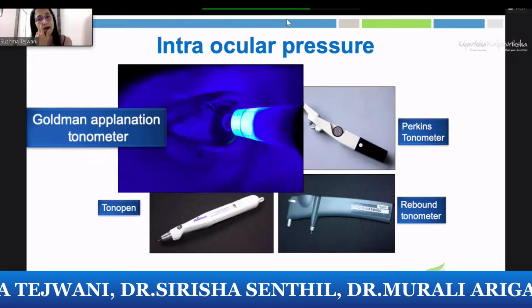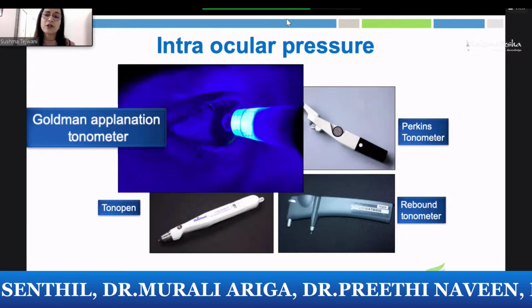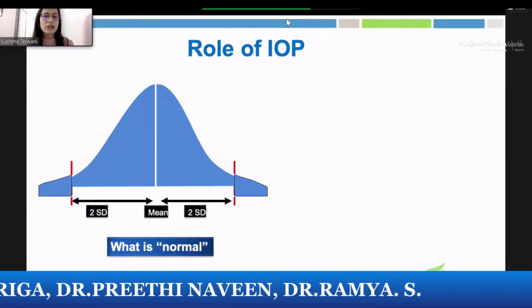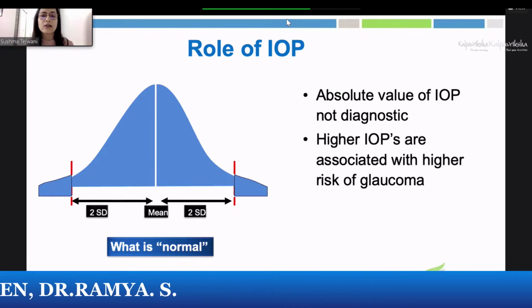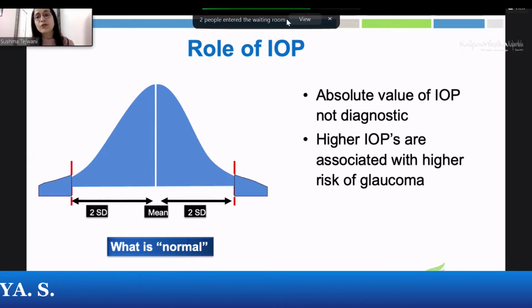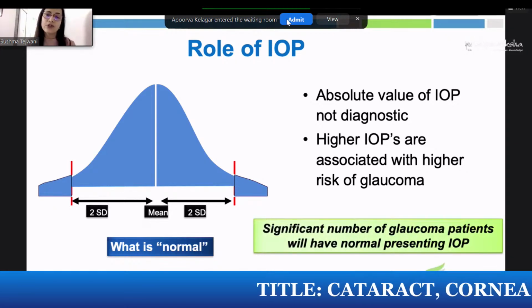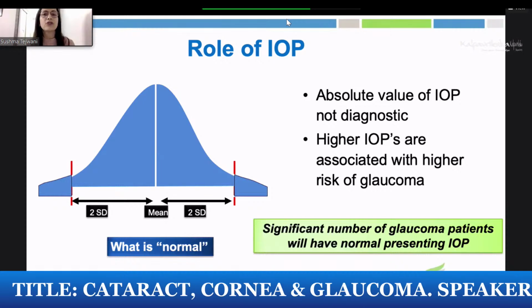The other ways are for situations where there are children, non-cooperative patients unable to sit at the slit lamp, and things like that. So what is the role of IOP? Well, what is normal? We consider 2 standard deviations on either side of the mean as normal. The absolute value of IOP is not diagnostic. However, higher IOPs are associated with a higher risk of glaucoma. And we also know that a significant number of glaucoma patients do have normal presenting intraocular pressure.